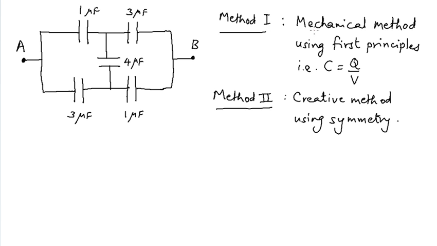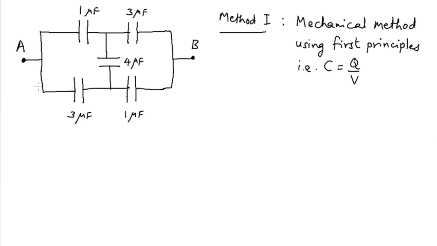The first method is a plain mechanical method in which you use the basic formula of capacitance, namely C equals Q divided by V. There is another method, however, which is a more creative method. It uses symmetry arguments, and if you use this method, you arrive at the answer quicker. The method is definitely shorter than method 1, although it requires creative thought. So let us first see how to solve the problem by the mechanical method, that is method number 1.